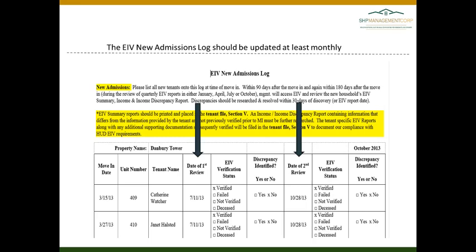So that second review should be within 90 days of that first review. And again, are all members still verified? Were there any additional discrepancies identified? Does the income match what you have on the move-in 5-9?